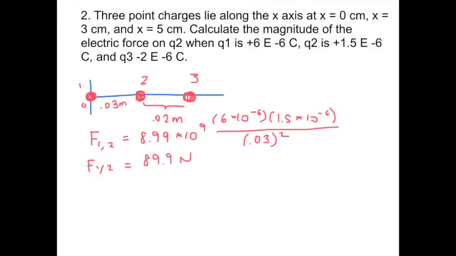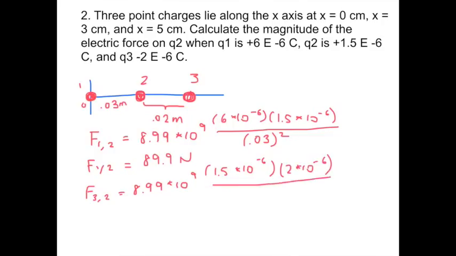newtons. Now to solve for the force of 3 on 2, which we'll add on to find the total force that's being exerted on charge 2. So F3,2 will equal Coulomb's constant, 8.99 times 10 to the 9th, times the first charge, which is 1.5 times 10 to the negative 6th. The second will be 2 times 10 to the negative 6th. And then we'll divide by 0.02 squared, because that's the new radius. If I simplify this, I get that the force of 3 on 2 is equal to about 67.4 newtons.